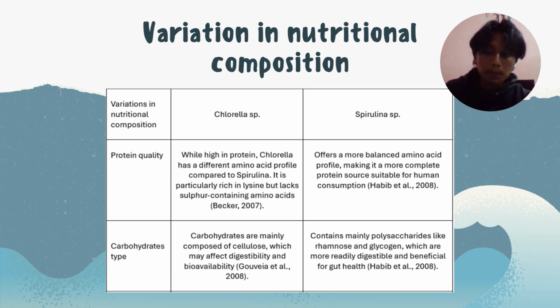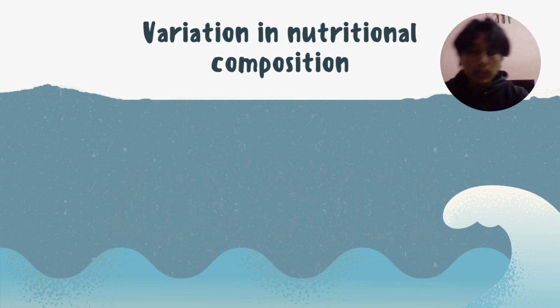in the aquaculture industry. Next, for carbohydrate type, chlorella is mainly composed of cellulose carbohydrates, which may affect digestibility and bioavailability. But for spirulina, the carbohydrates contain mainly polysaccharides like rhamnose and glycogen, which are more readily digestible and beneficial for human gut health.